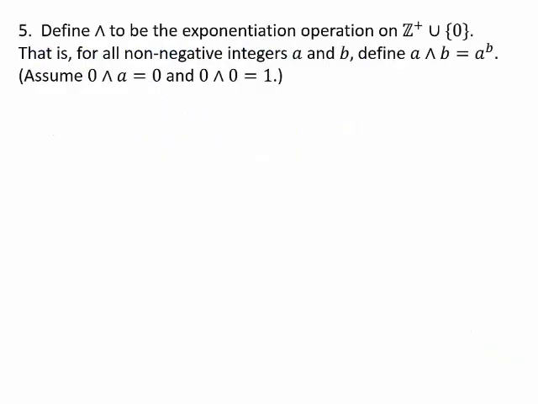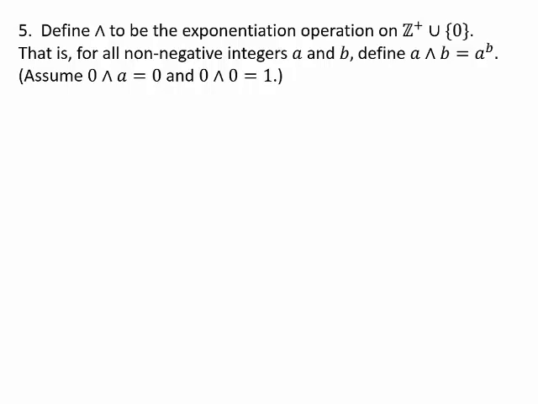This is a little bit trickier one. We're going to define that symbol to be the exponentiation operation on the non-negative integers. That is, for all non-negative integers a and b, define a caret b to be a to the b power. And we'll assume that 0 to the a is 0, and that 0 to the 0, we'll just define to be 1 for now. Okay, so certainly it's a binary operation. You don't get two different things. And you can raise any integer to another integral power.